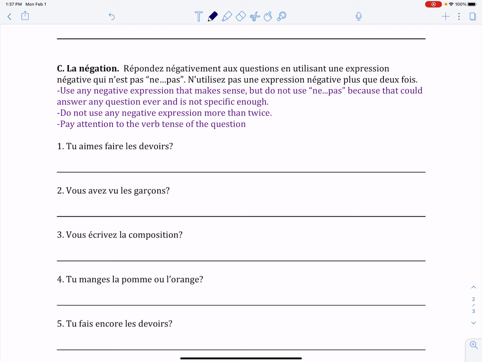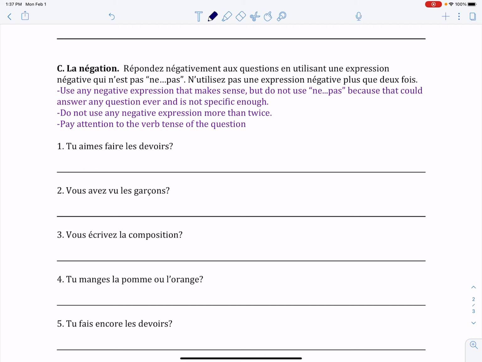Of course, you can use ne pas du tout, which is effectively the same as ne pas, just a little stronger. But don't use any negative expression more than twice, because you could put in ne pas du tout as the answer to all of them, but you need to be a little bit more specific, a little bit more creative. And again, pay attention to the verb tense of the question. So if you've got a present tense question, you'll have a present tense answer. If you've got a passé composé question, you'll have a passé composé answer.